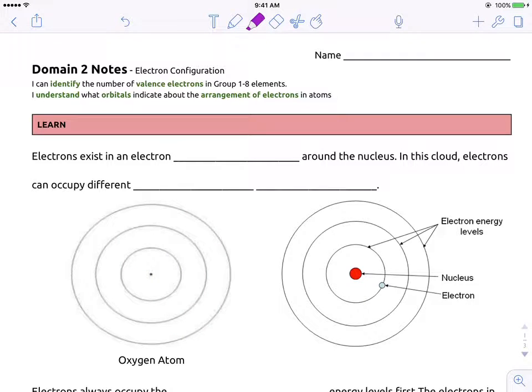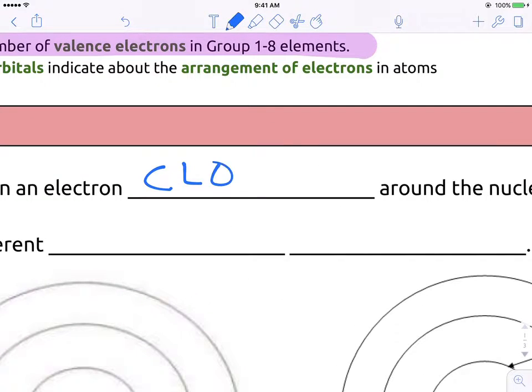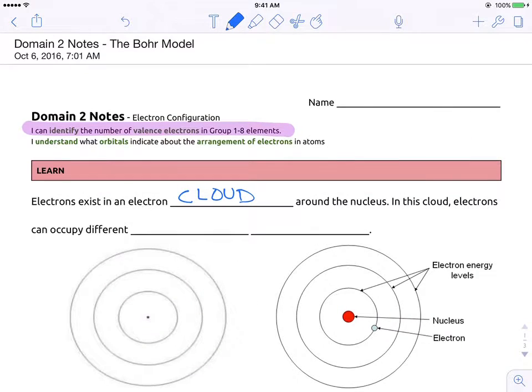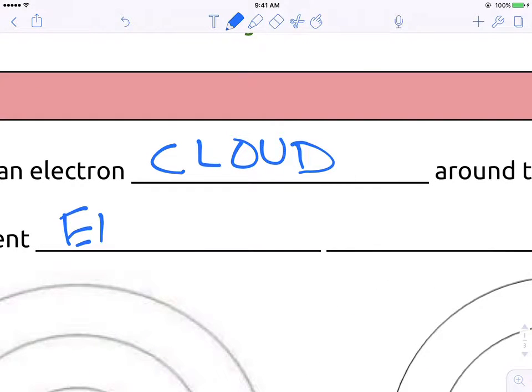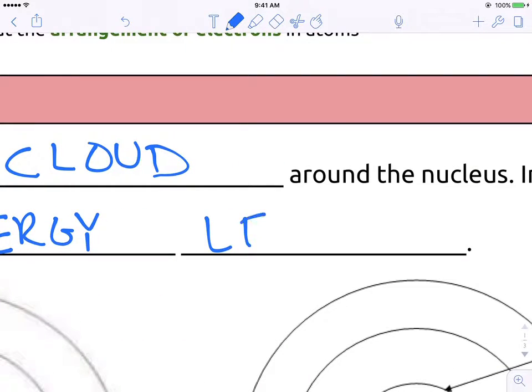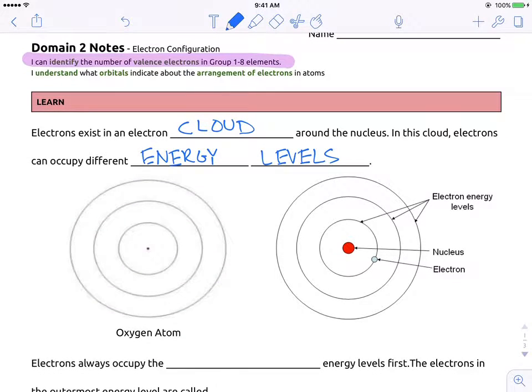In this video, I'm going to show you how to identify the number of valence electrons in groups 1 through 8 elements. We've learned already that electrons exist in an electron cloud around the nucleus. And in this cloud, we're going to learn electrons can occupy different energy levels. And we're going to represent these energy levels by these kind of orbits that are around the nucleus.